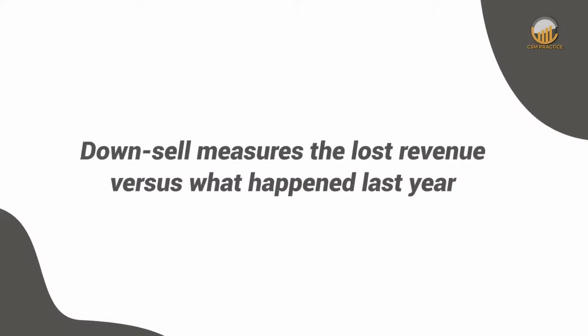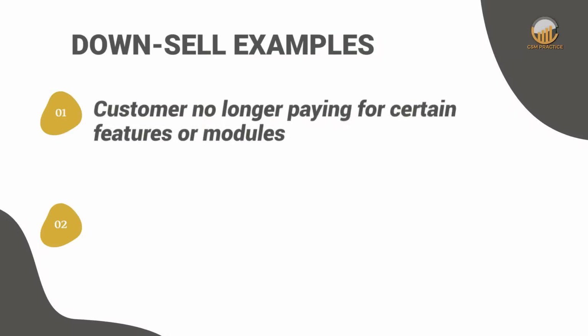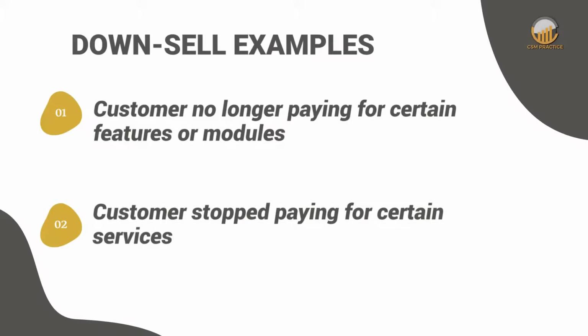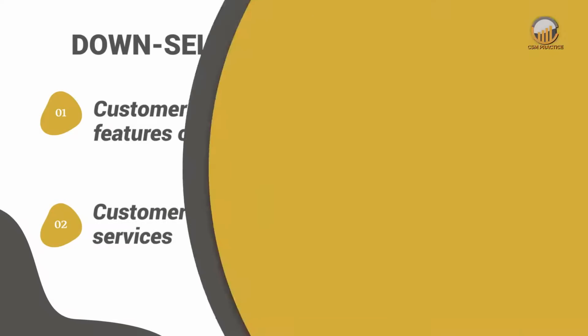Downsell really just measures how much revenue did we lose versus what happened last year. So it doesn't necessarily include the actual churn when you lost the entire logo, but if there were any discounts or they decided to not renew for a certain feature or module that was separately added on, or they decided to stop paying for support or certain services, then that might be a downsell because now you're having less revenues from that account. So again, those should be captured in a different field in your CRM system for you to generate these reports accurately.